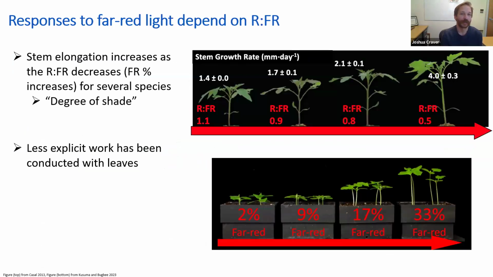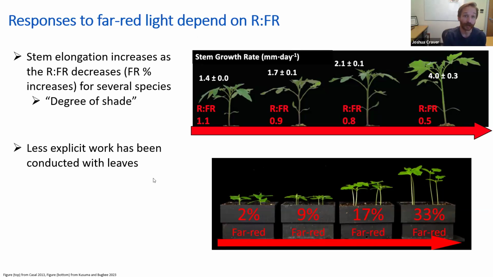So as Josh described earlier, the red to far red ratio is a good approximation of the degree of shade. So as that red to far red ratio decreases, the degree of shade, or how shady it is, increases. And we see an increase in shade responses as that red to far red ratio decreases. We can also use percent far red radiation, where an increase in far red percentage represents an increase in the degree of shade.